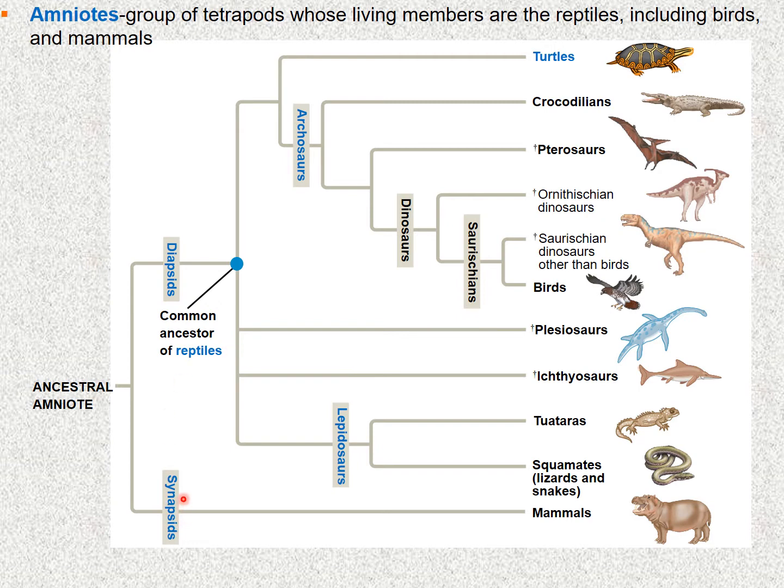And then the synapsids have one hole, referring to the same feature I was referring to with the diapsids having two. The synapsids include all other animals from mammals all the way to primates and to modern humans, of course. So the amniotes are a group of tetrapods, whose living members are the reptiles, and the reptiles include birds.